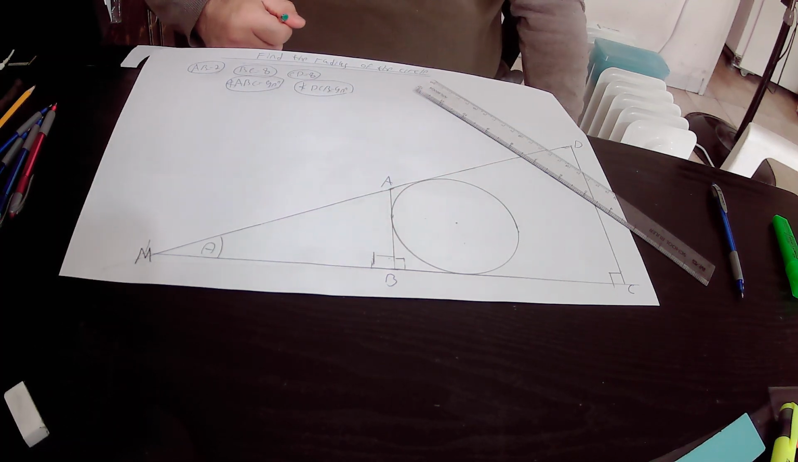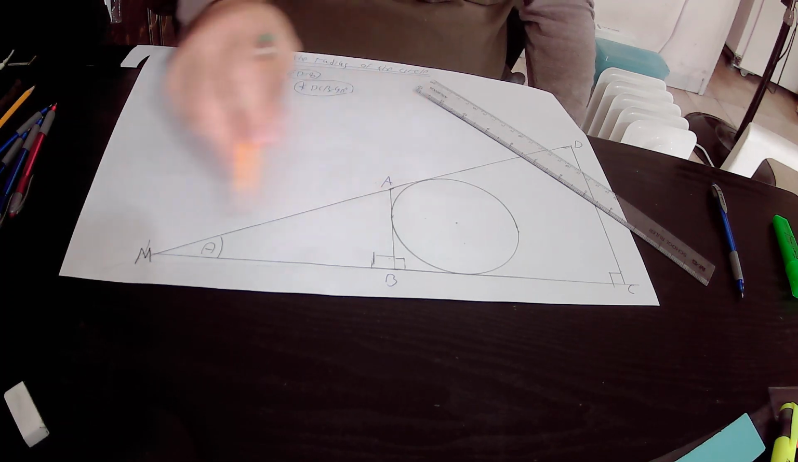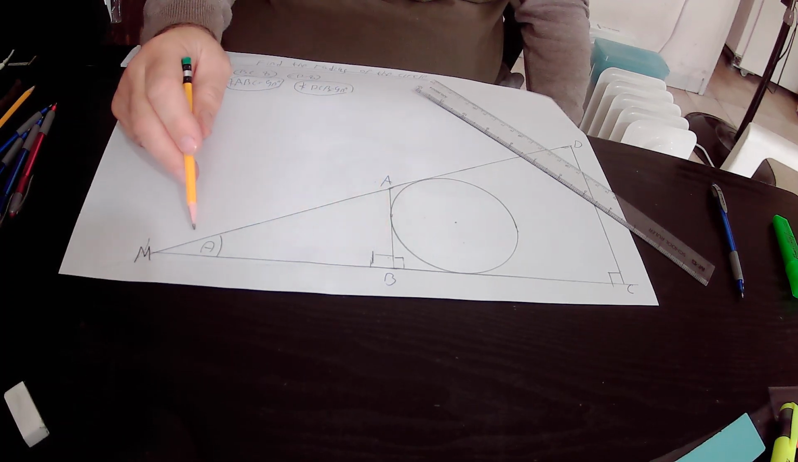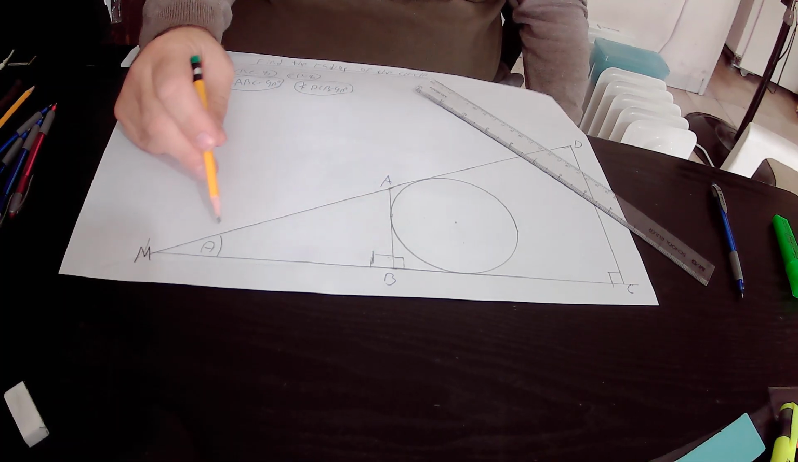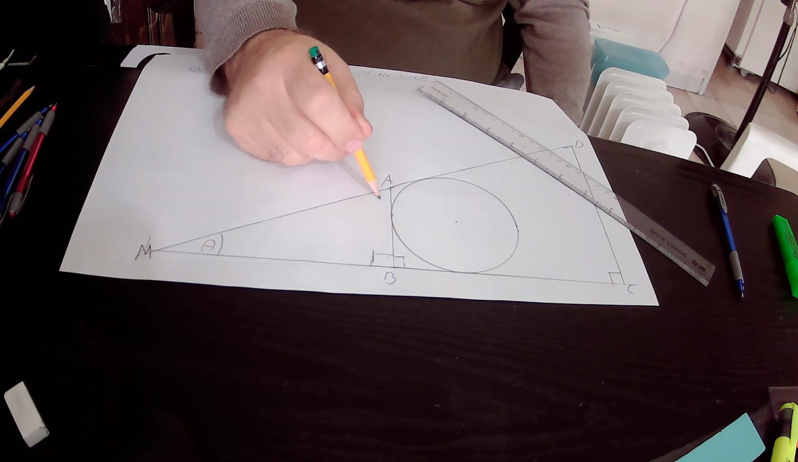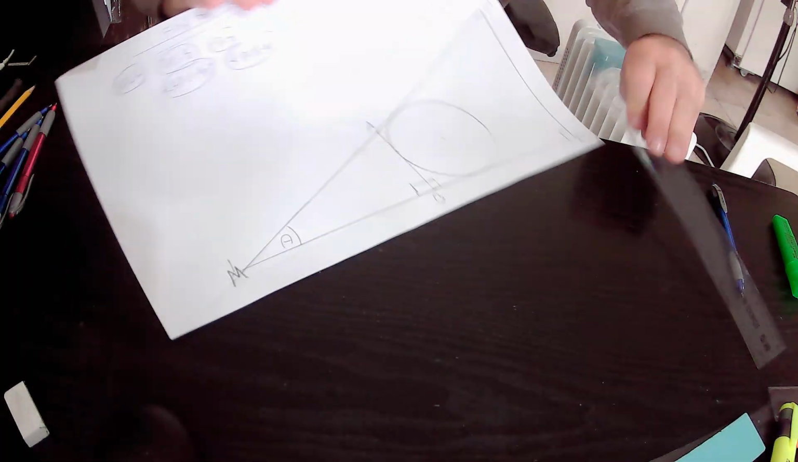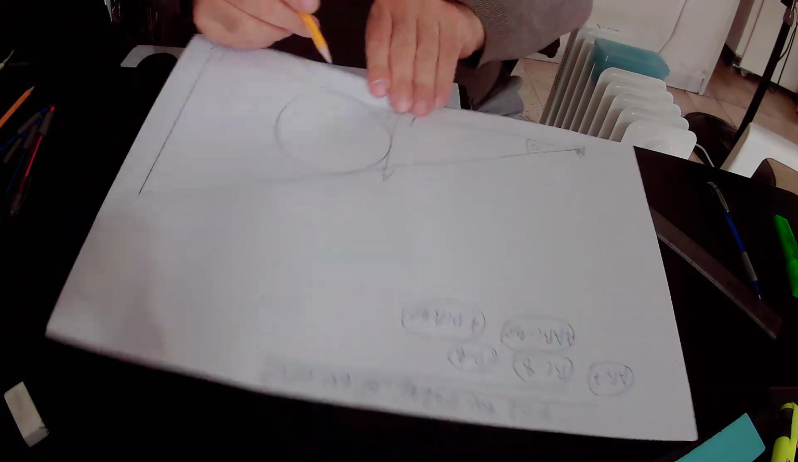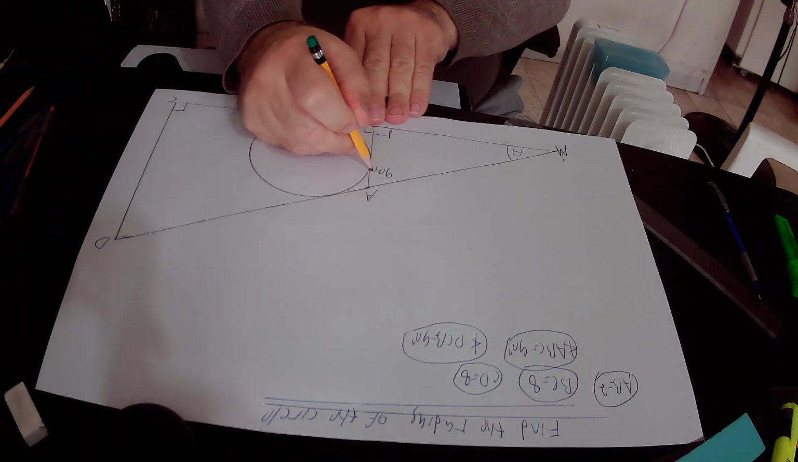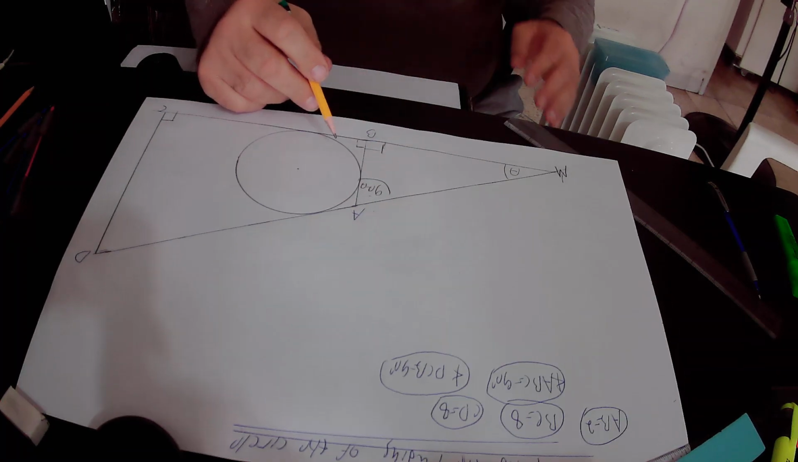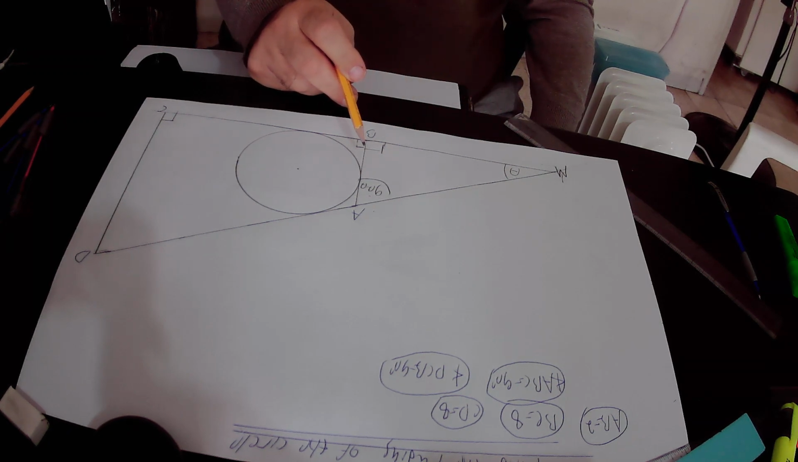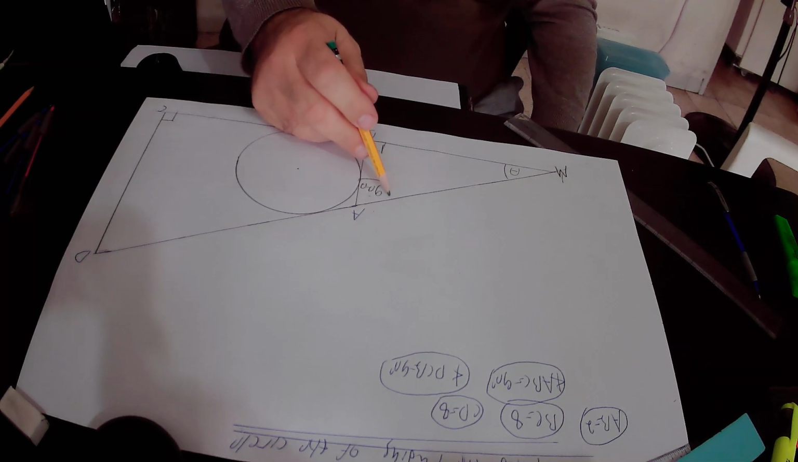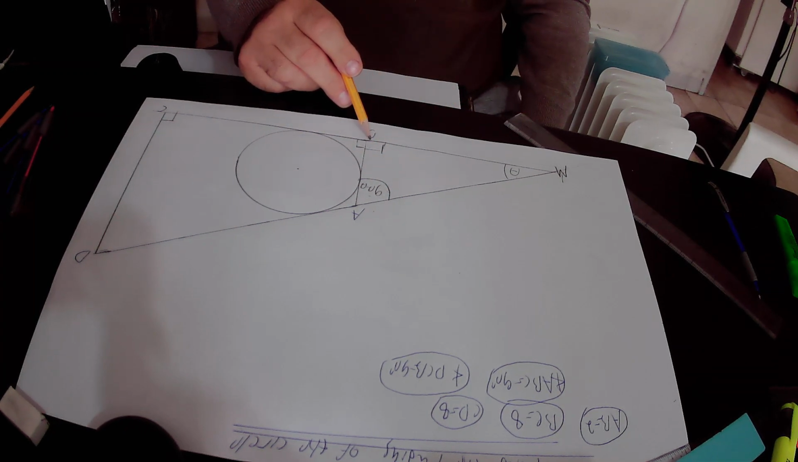We'll focus on the right triangle ABM. In the right triangle ABM, this angle equals 90 degrees, and this angle equals theta. Therefore, the missing angle must be equal to 90 degrees minus theta. Why? Because in the triangle ABM, the sum of the angles must be equal to 180 degrees. So 90 degrees minus theta plus theta is 90 degrees, and 90 degrees plus 90 degrees is equal to 180 degrees. That is the sum of the angles in any triangle.